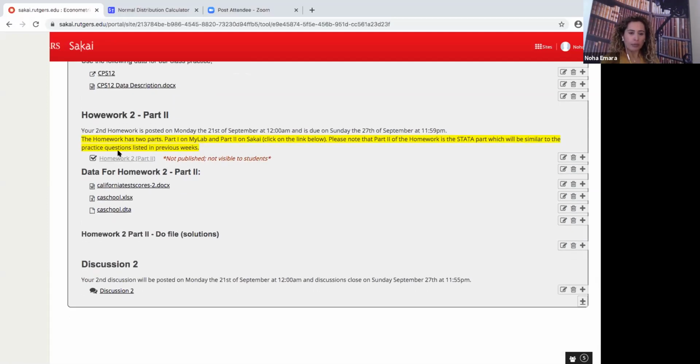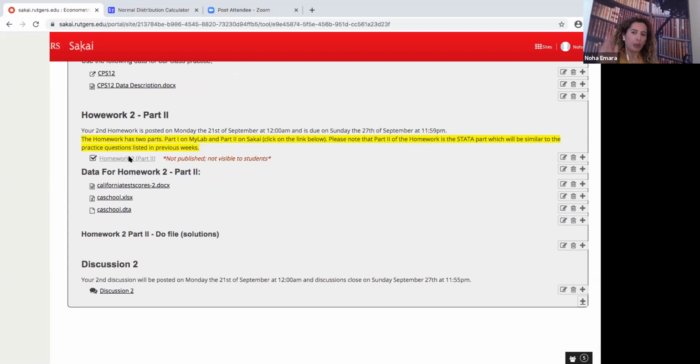Homework 2, I still have to post the link here. I should do that by tonight. And make sure anytime you have homework, you have to submit the do file, which is the code, and the log, which is the results file, because I would run your code and compare it with your results and grade, okay?